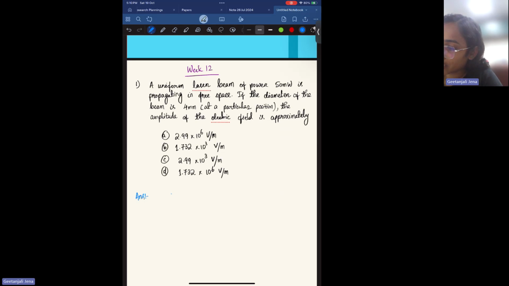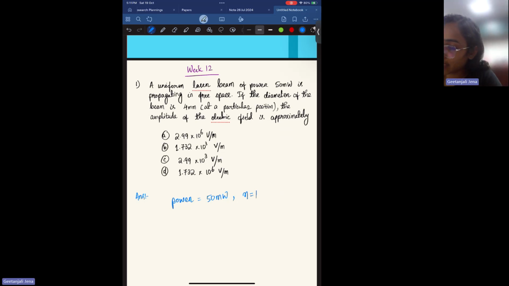So first thing that is given is a uniform laser beam of power 50 milliwatt, and it is propagating in free space. That means what will be the refractive index? It will be 1. So please go through the question. Whenever you are solving the question, please go through the question clearly so that you are clear what is already given to me and what I need to find out.